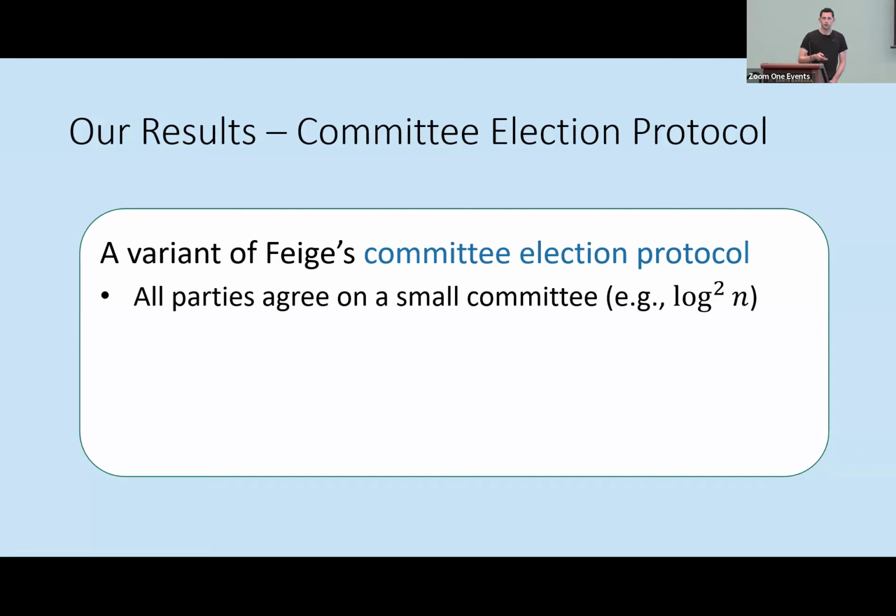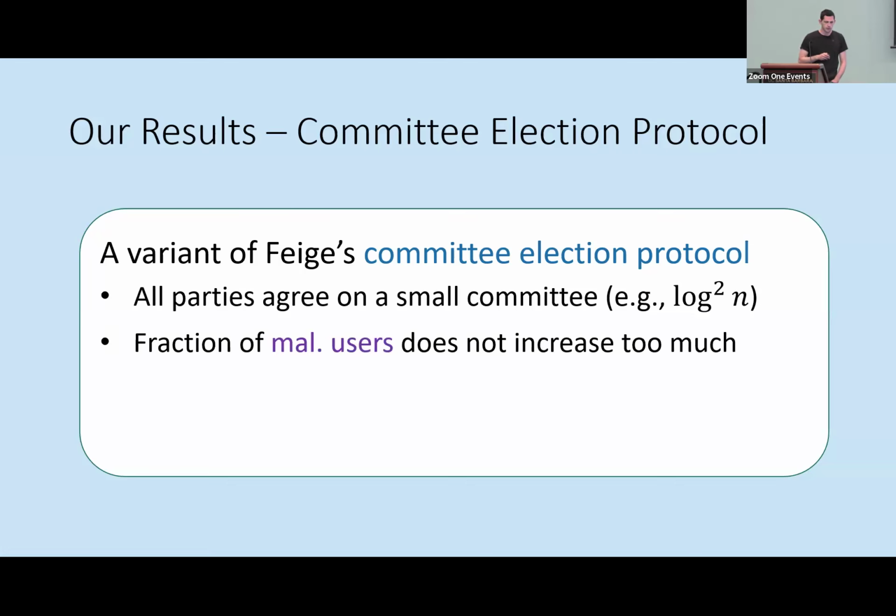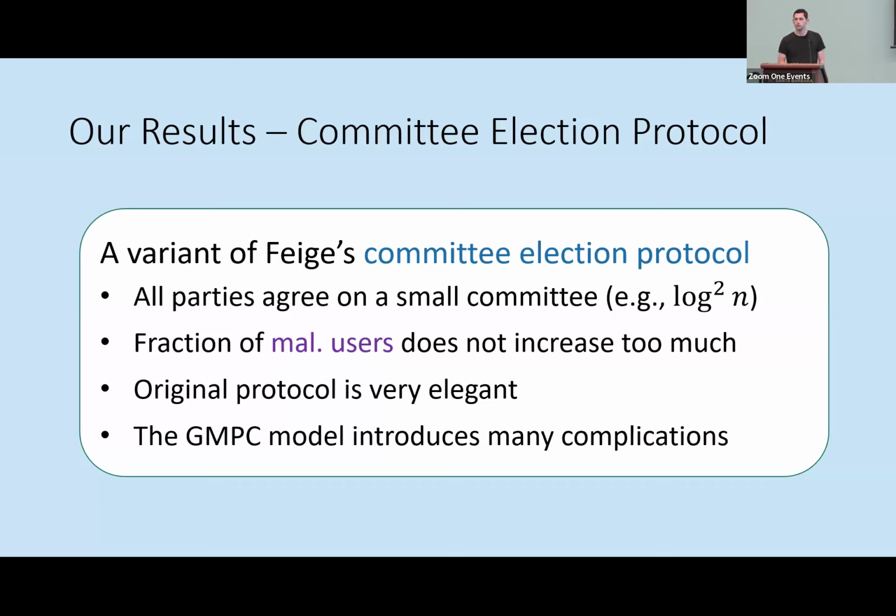Essentially, at the end of the protocol, all parties will agree on a small committee, say log squared of the number of users, such that the fraction of malicious users in this committee is not going to be much higher than the original fraction of malicious parties in the protocol. So although the original protocol was extremely elegant, in the gMPC model there are going to be a lot of complications, as I'm going to show you on the next few slides.